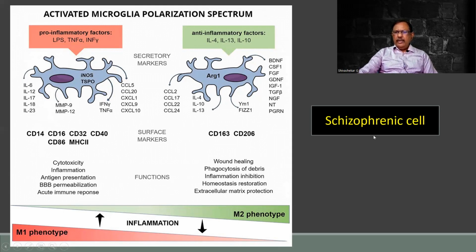Coming back to my definition, it is a schizophrenic cell. So is it a dichotomy or is it a schizophrenic cell? Is it that the same cell is able to perform two different activities? The endothelial cell is another cell which has a similar function.